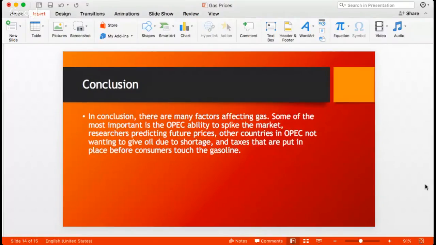In conclusion, there are many factors affecting gas. Some of the most important is the OPEC ability to spike the market. Research is predicting future prices. Other countries in OPEC not wanting to give oil due to shortage, and taxes that are put in place before consumers even touch the gasoline.